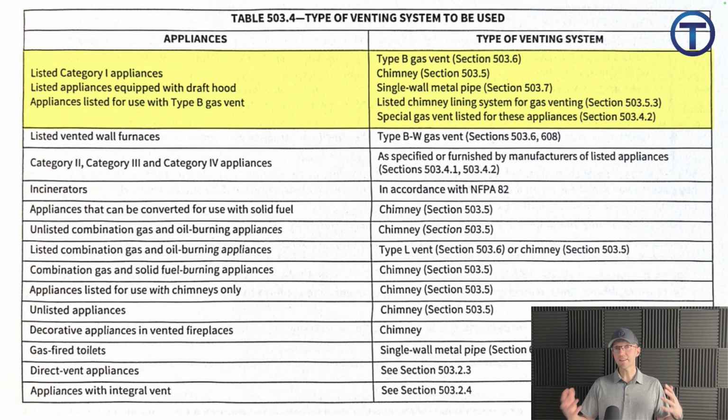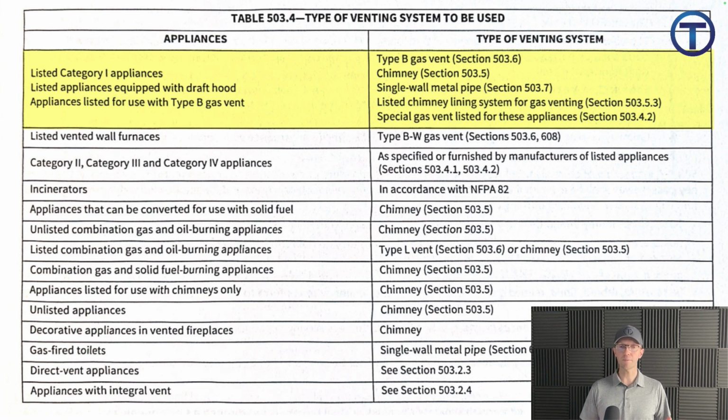But when we're dealing with a tank type water heater with a draft vent, we're a category 1 appliance, what are the types of vents that you can use? Well, there it is listed. Type B gas vent, which is the double wall. You can use that. You can pipe that into a chimney. You can use a single wall metal pipe, and you can also use a listed chimney lining for gas venting, as well as special gas vent listed for these appliances.